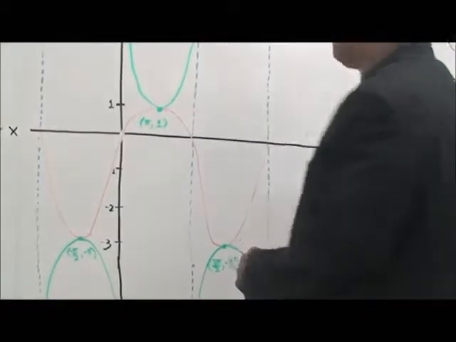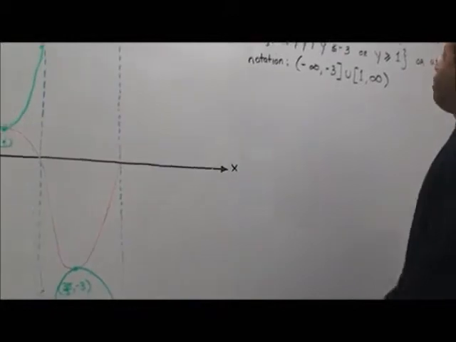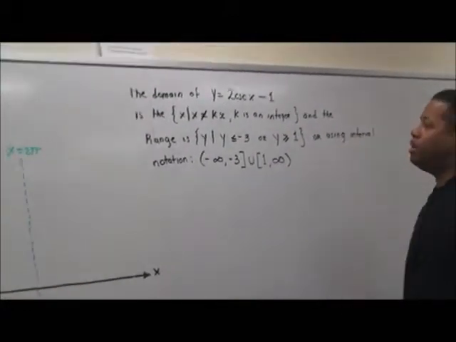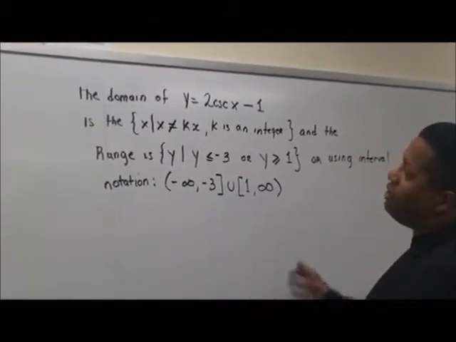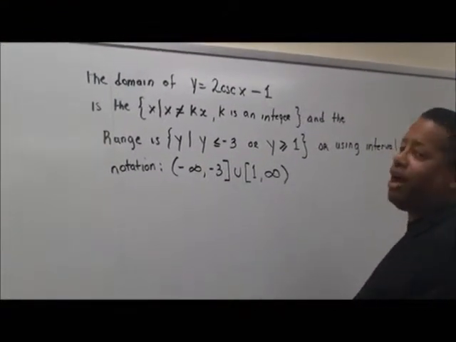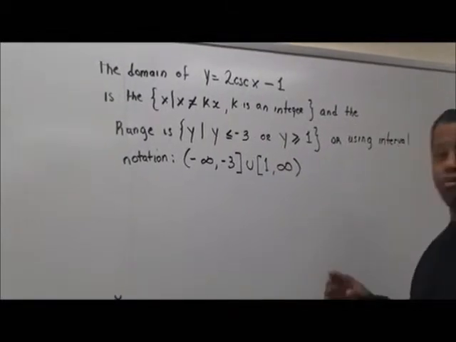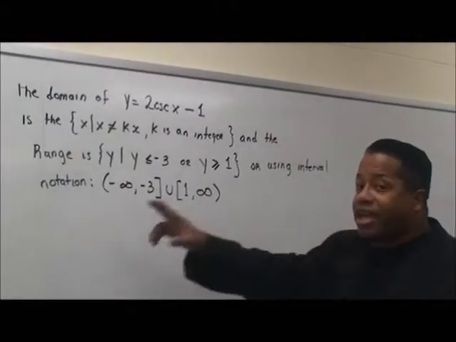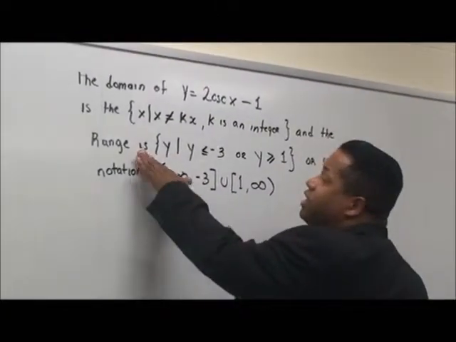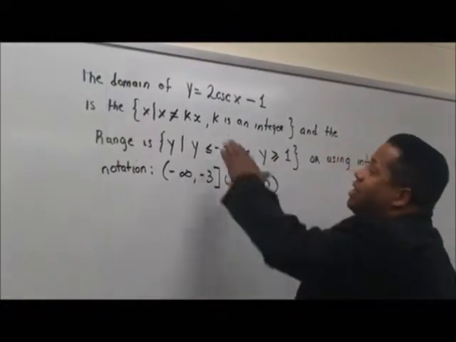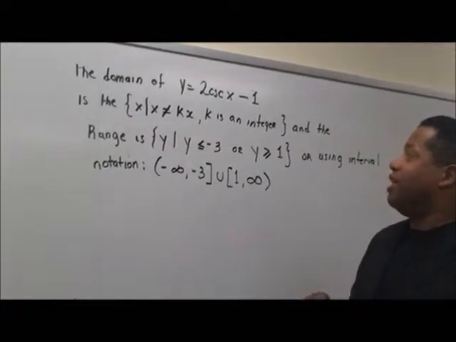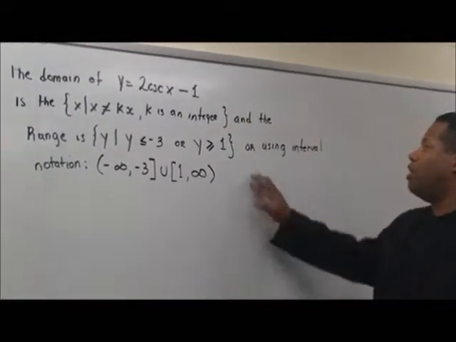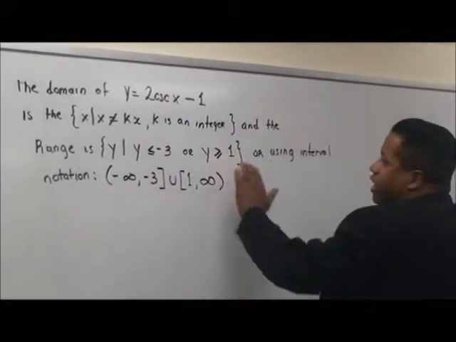Now, let's talk about the domain because of all this. The domain of y equals 2 times cosecant x minus 1 is the set of all x such that x cannot equal k times pi, where k is an integer, right? And the range also, the range is the set of all y such that y is less than or equal to negative 3, or y is greater than or equal to 1. And that's in set builder notation, of course.